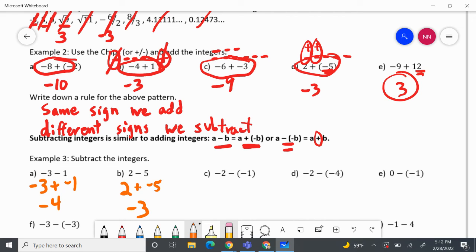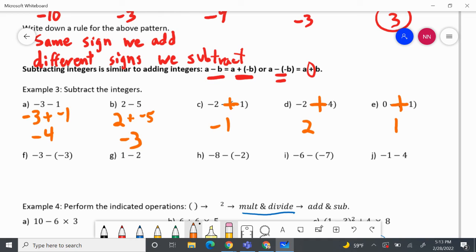Notice I have subtracting a negative. I like to turn it into a positive. So that would be different signs. I subtract. Two negatives make a positive. Negative, negative make a positive. Different signs I subtract. Two negatives make a positive. So that would be a +1.